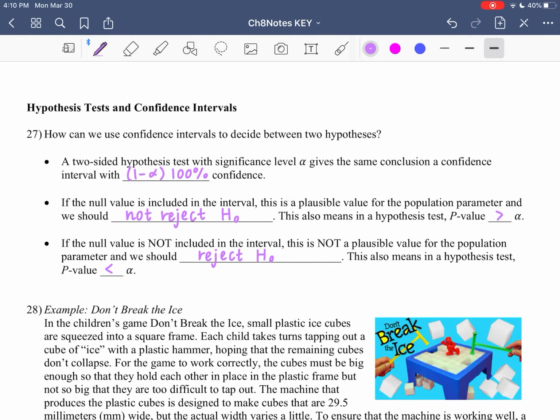Welcome back. This is 8.4 part 2. So this is the very last part of chapter 8.